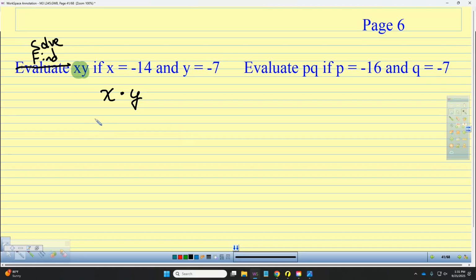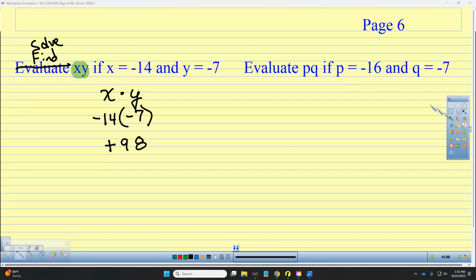So we substitute in, we get negative 14 times negative 7. You can look on your multiplication chart. A negative times a negative is a positive, and we will get 98 on this one.